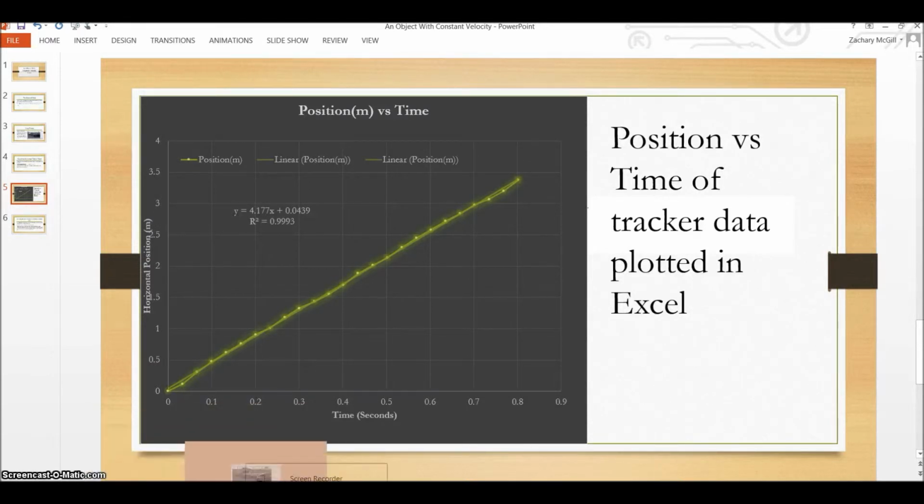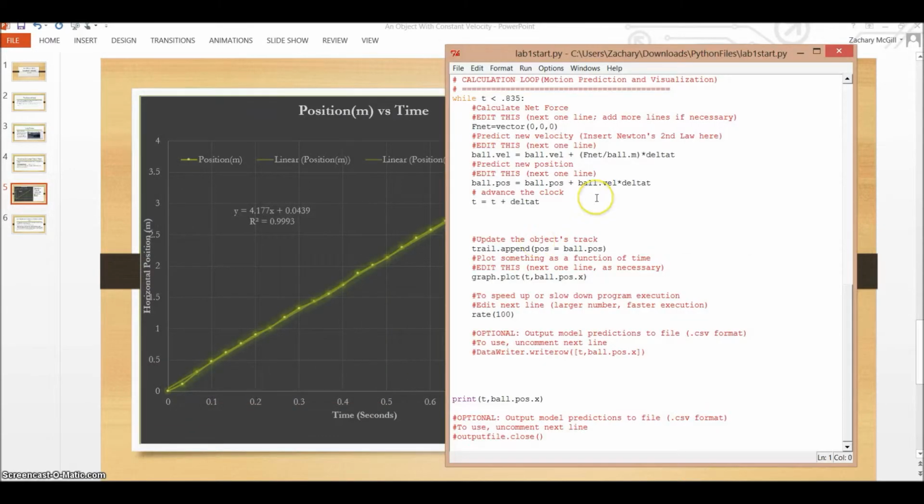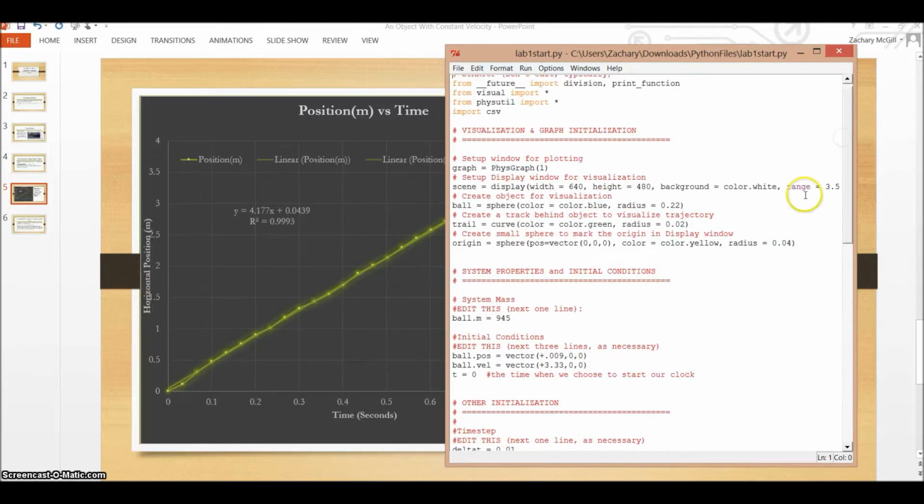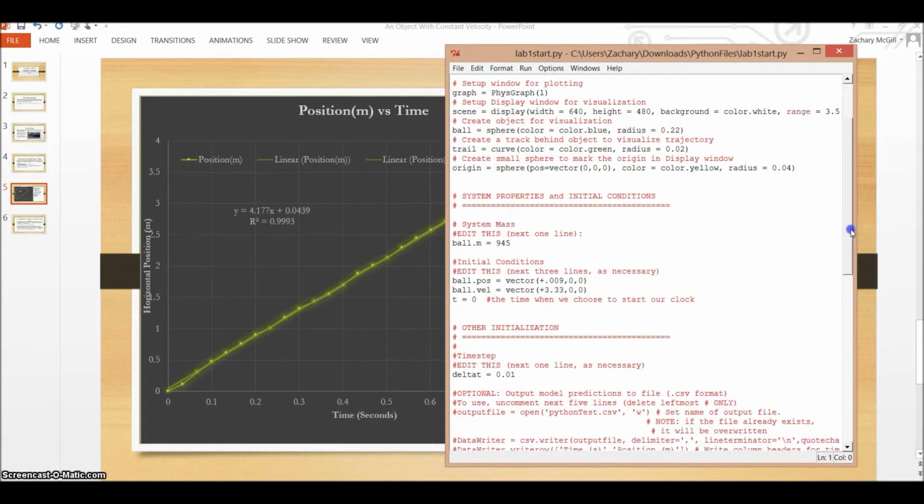The second part of the lab consisted of running a code that modeled the motion of the car. Here's the code itself. If we scroll back up here to the top, there's not a whole lot different from my code and everyone else's. However, it's important to note that the range needed to be increased to compensate for the larger size of the car. The car's mass was 945 kilograms.